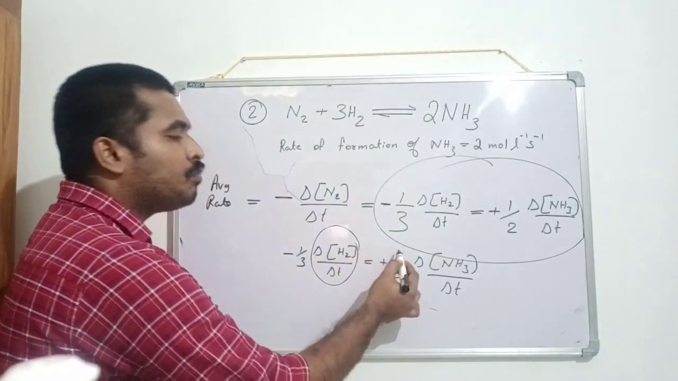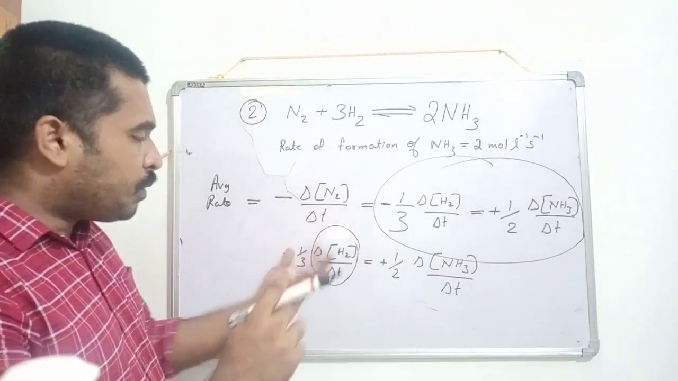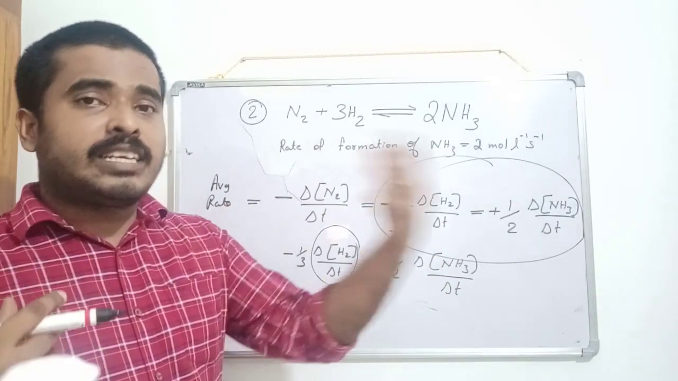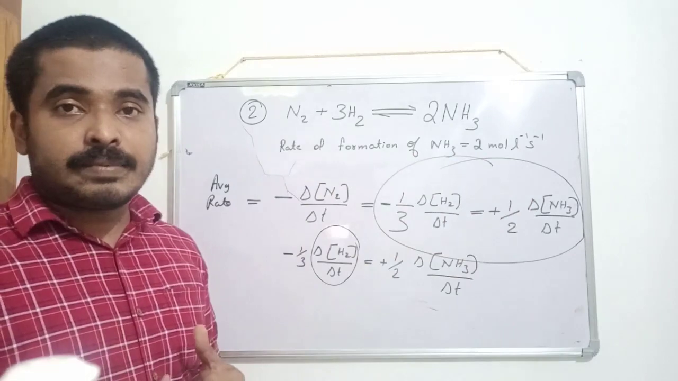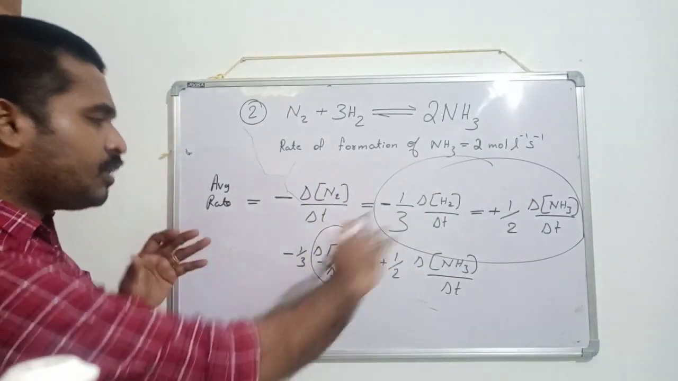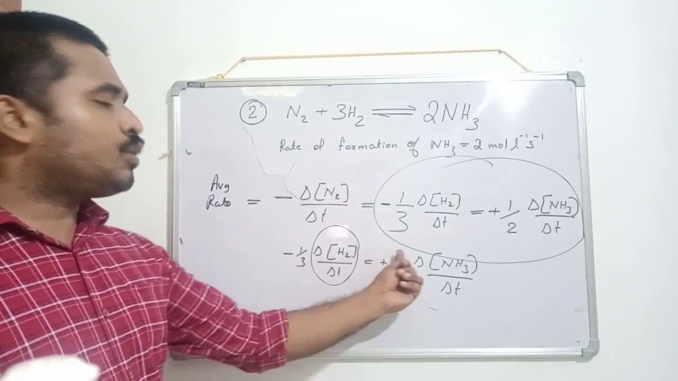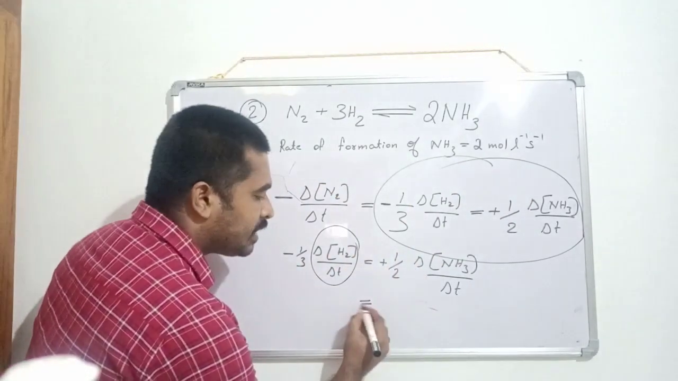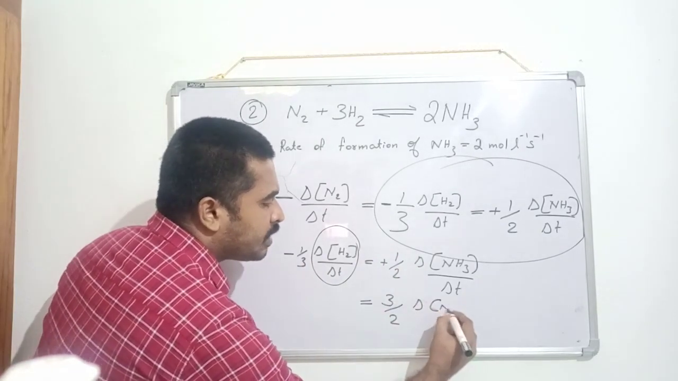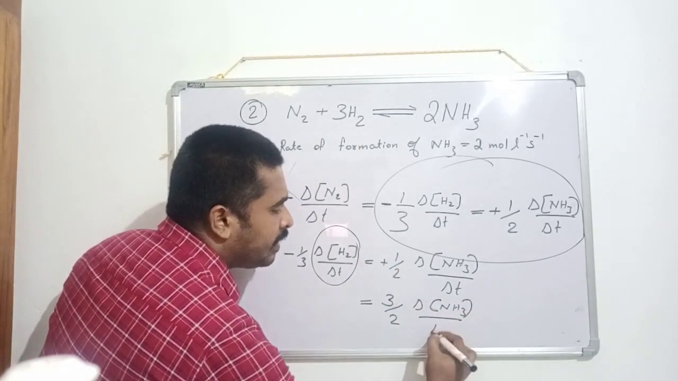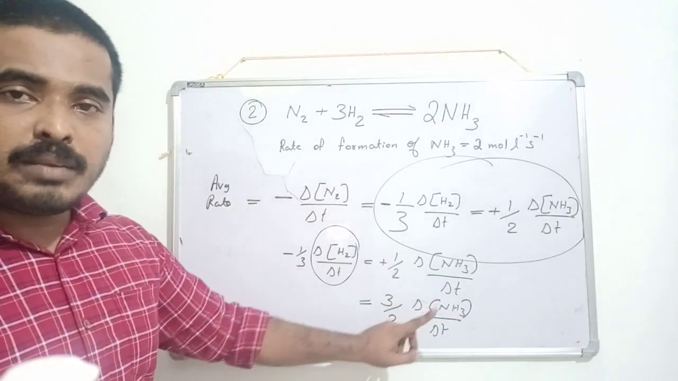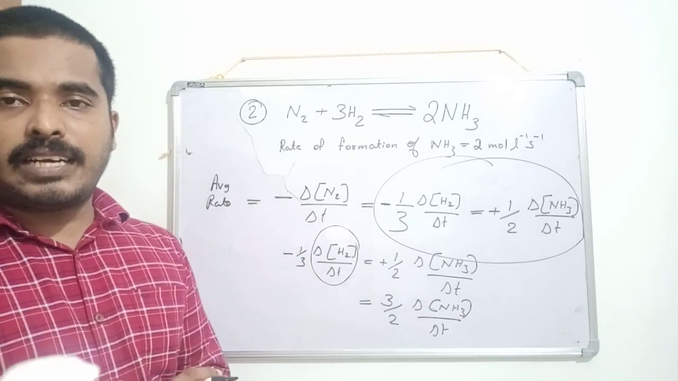So we need to put that fraction on the other side, isn't it? So 3 will move up. Don't bother about the sign, because answer is always positive. Then why are you getting unnecessary tension about the sign? No need of that. Don't bother about the sign, just do the interconversions. This 3 should go there. So the answer should be 3 by 2 delta concentration of NH3 by delta T, because this 3 will go to the numerator here. Answer is 3 by 2 delta NH3 by delta T.